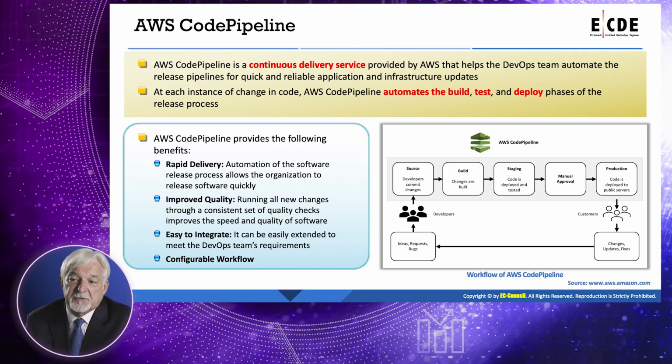And at that point, the code's deployed to the public servers so that customers can now interface with it and use it. And of course, they're going to say, that's not what I wanted. Let's do this again. And you see this continuation that goes back. They get ideas, requests, bugs, etc. This is how most shops run anyway, so it fits very, very well with the DevOps model.